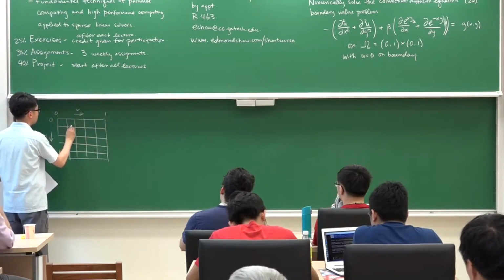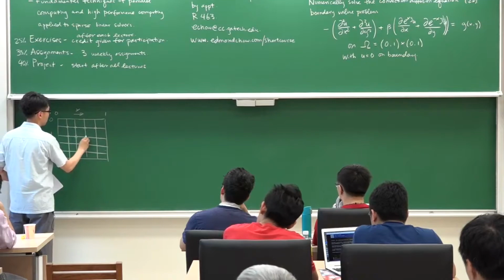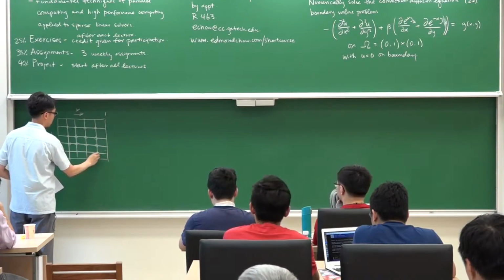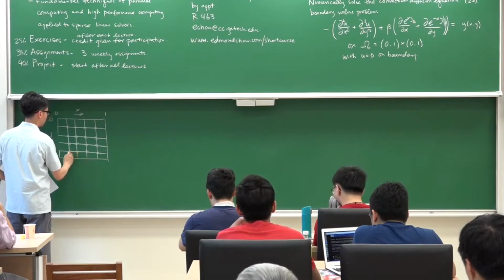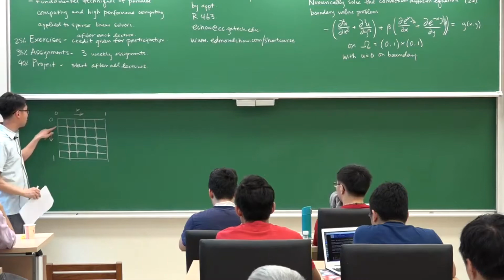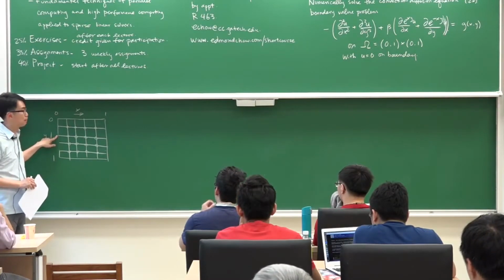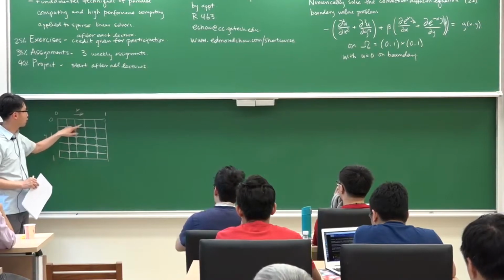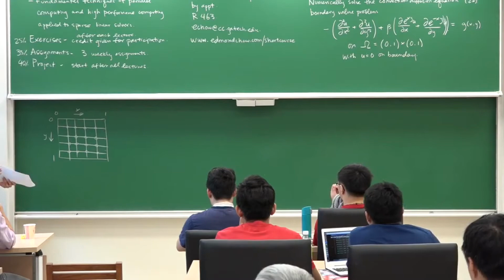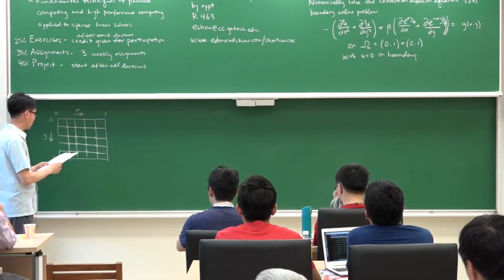So there are unknowns at each one of these grid points. There are also unknowns over here, but they're known values and they're set to 0. So we want to find the value of u at each one of these grid points, and to do this, we're going to use a finite difference approximation. So we assume an equal spacing.